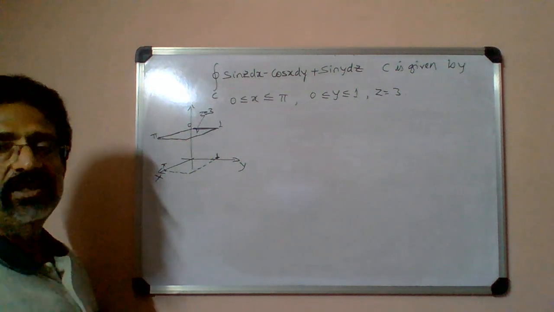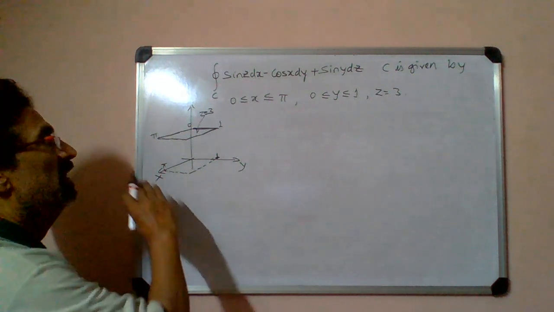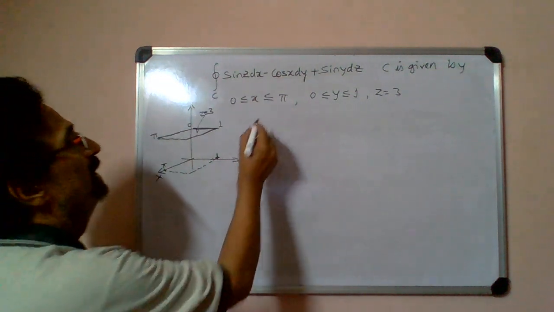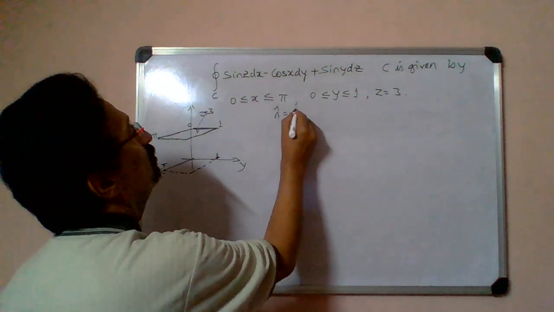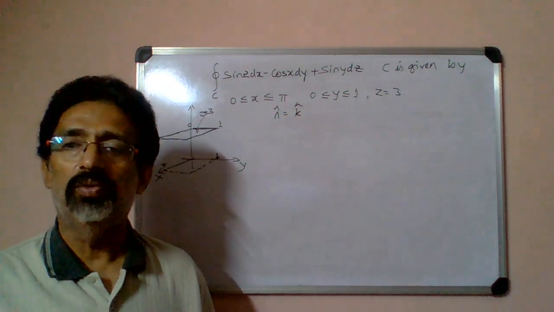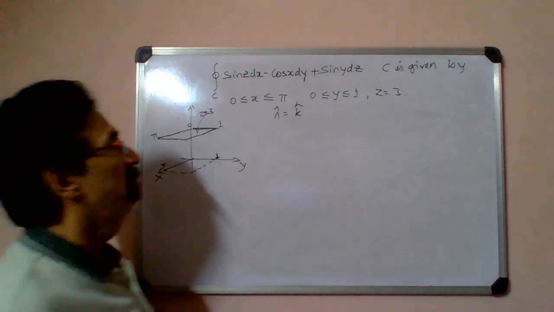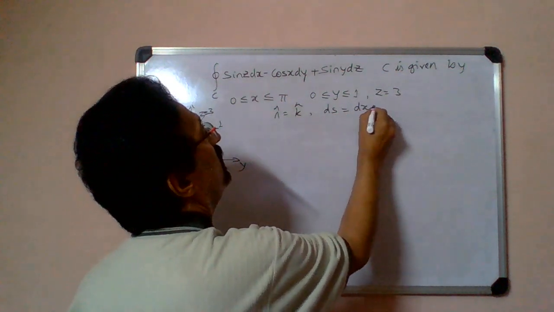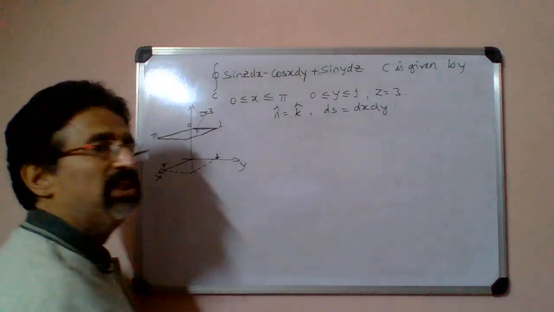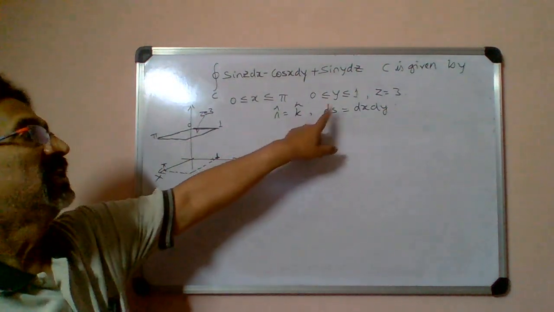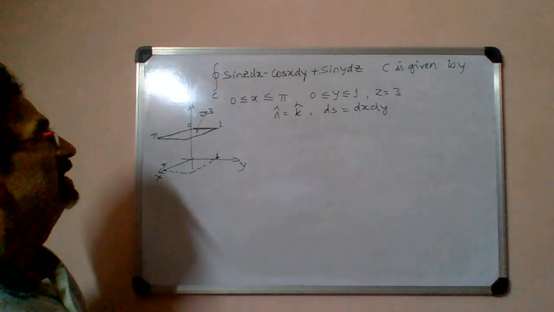In the previous class we have already discussed, if the planes are parallel to the xy plane, then clearly n cap is given by k cap. It is the same as the normal to the xy plane, which is k cap, and ds will be what? It is the same as dx dy. So these two things are clear for me. Now n cap is k cap and ds is dx dy.